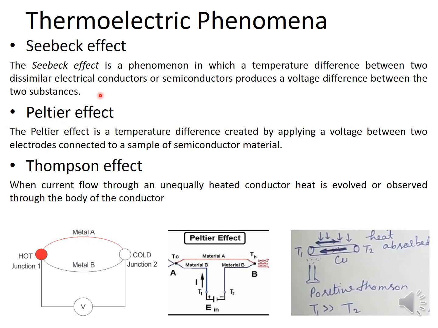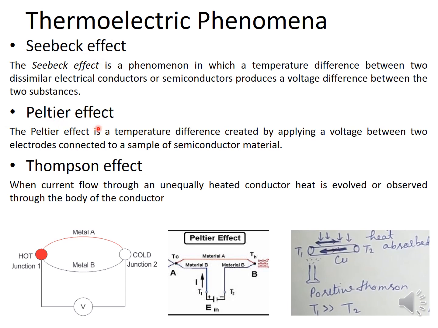So the Seebeck effect says that whenever two different metals are joined together and maintained at two different temperatures at the two junctions, a potential difference will be created in the metals, and that potential difference you can measure using a voltmeter or galvanometer or any permanent magnet moving coil. That is the concept explained by Seebeck.